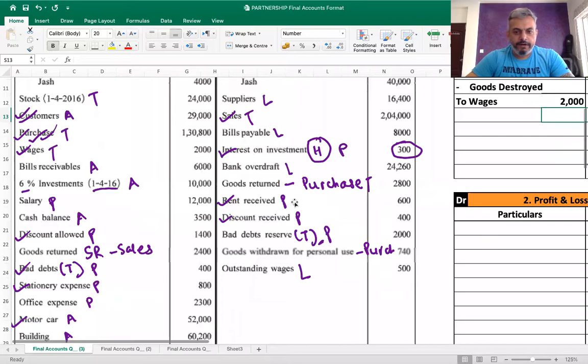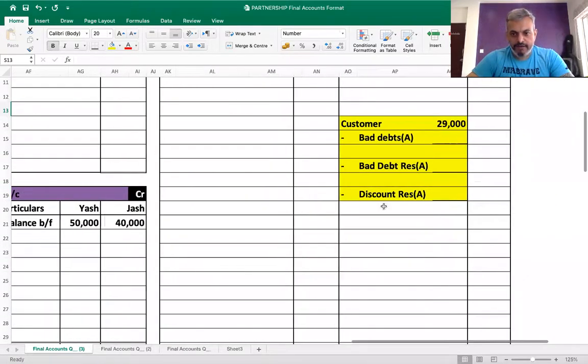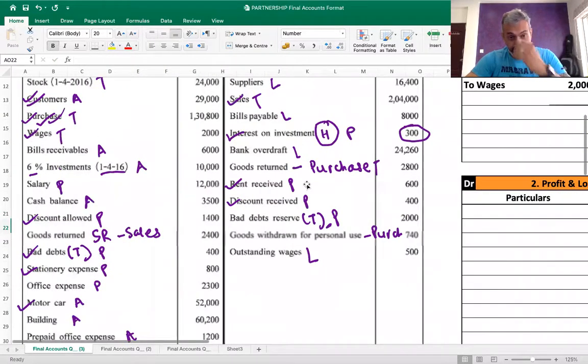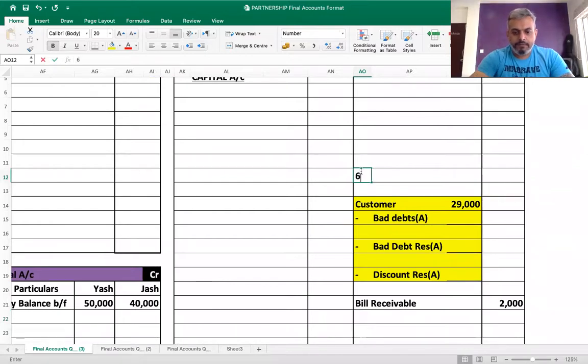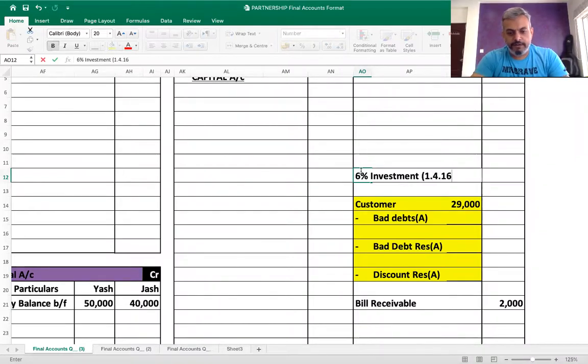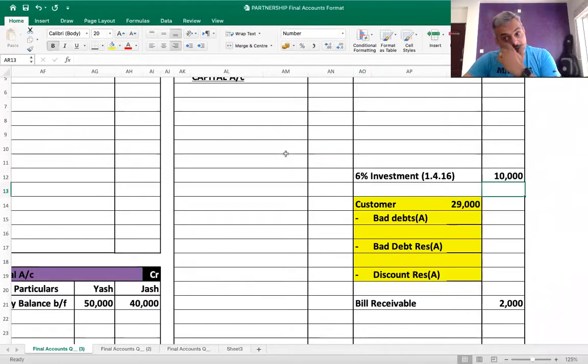Bill receivable, current asset 6000. Go to balance sheet. 6,000. Then 6% investment 10,000. Outer column. Purchased on 1/4/2016. 10,000 outer column. We will keep this in the outer column only.